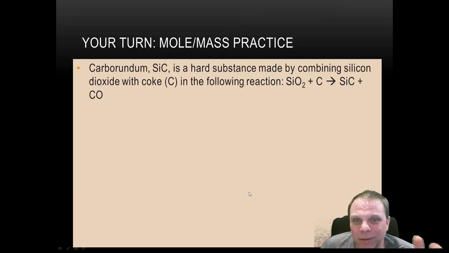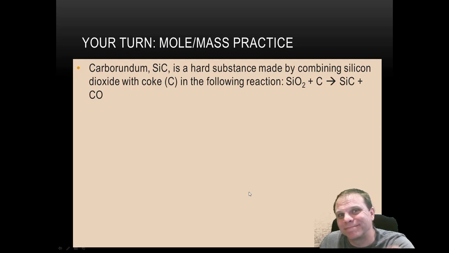You've got carborundum, which is SiC. It's a hard substance made by combining silicon dioxide with coke. That's carbon, okay? It's basically, think of it as coal. In the following reaction, SiO2 plus C gives us SiC plus CO. All right, you got to do this. You're going to pause and practice and come back and let's see how you do.